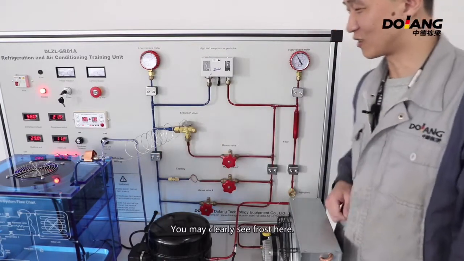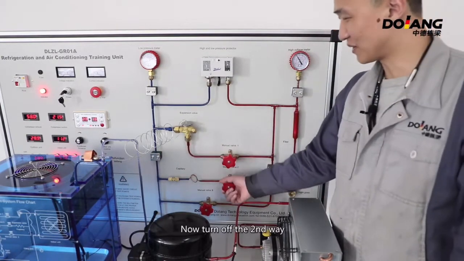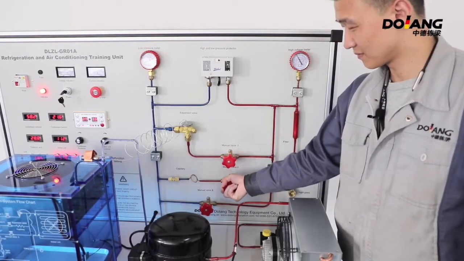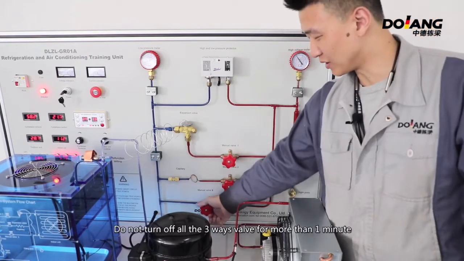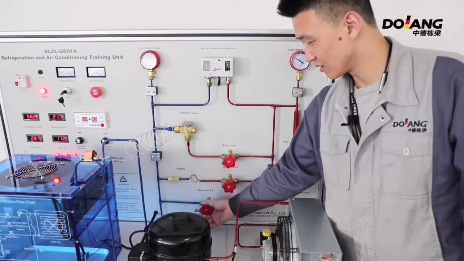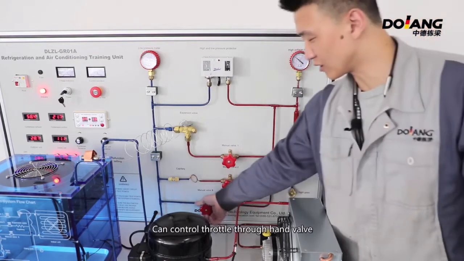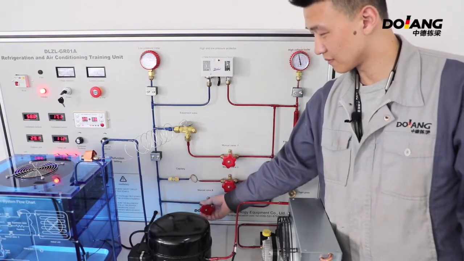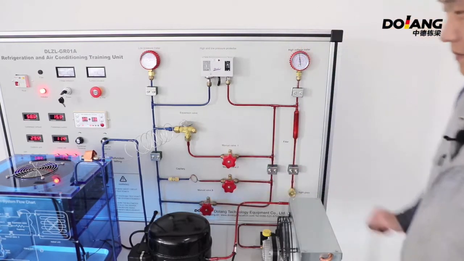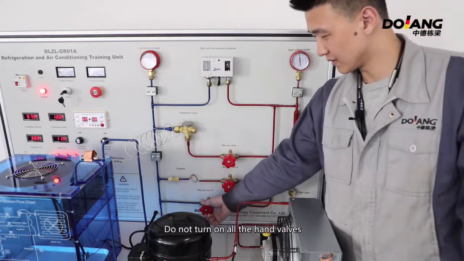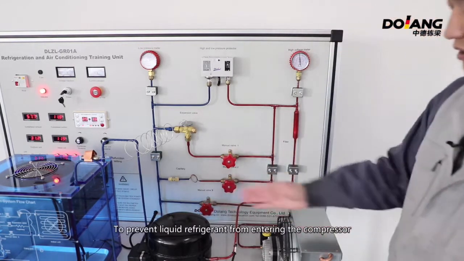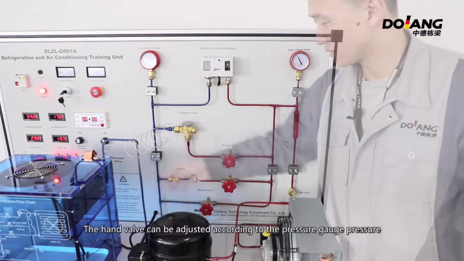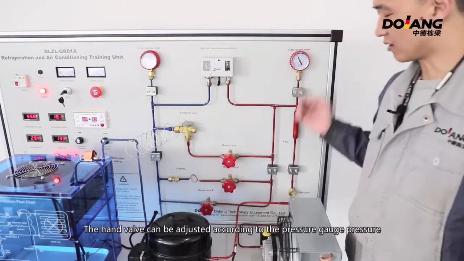You may clearly see frost here. Now turn off the second way. Do not turn off all the 3 way valves for more than 1 minute. This way doesn't have any throttle valve. You can control throttling through the hand valve. Do not turn on all the hand valves, to prevent liquid refrigerant from entering the compressor. Frost has started here. The hand valve can be adjusted according to the pressure gauge pressure.